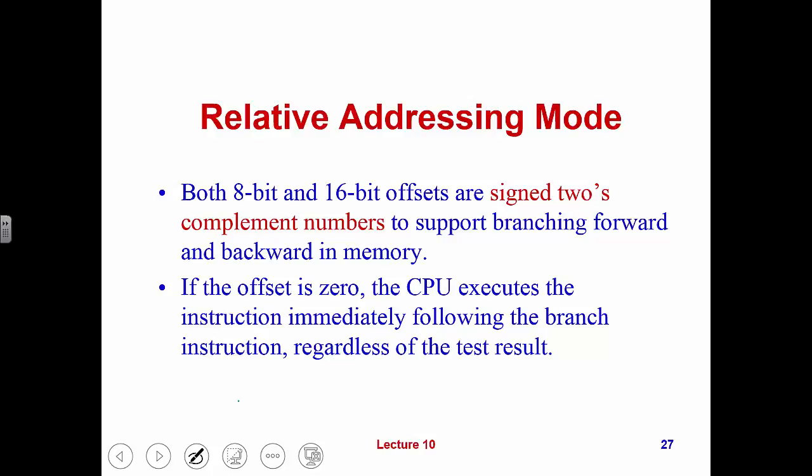What if the offset is 0? That means we execute the next instruction immediately following the branch instruction, no matter what the test result is. Because if the test result is true, you branch to the instruction immediately following you, and if the test result is false, that is also where you should go. Sequential.